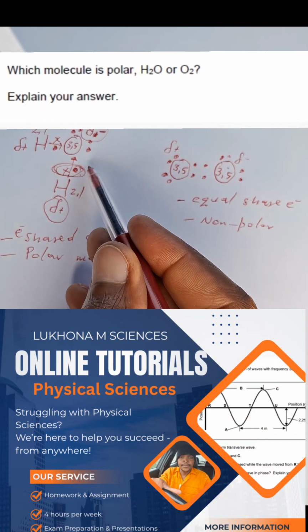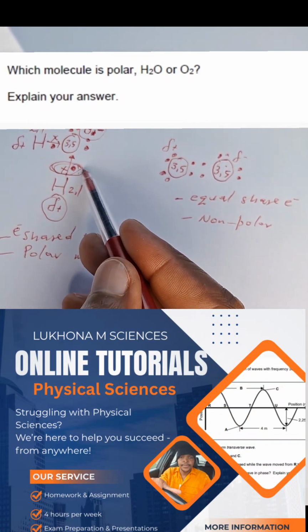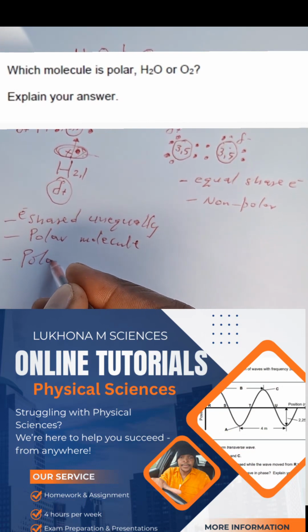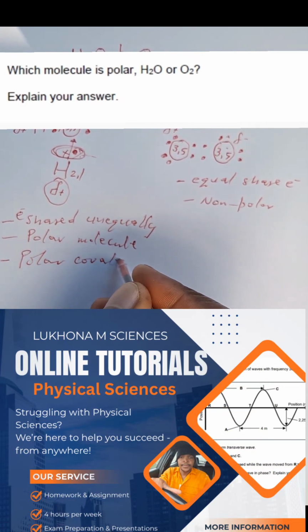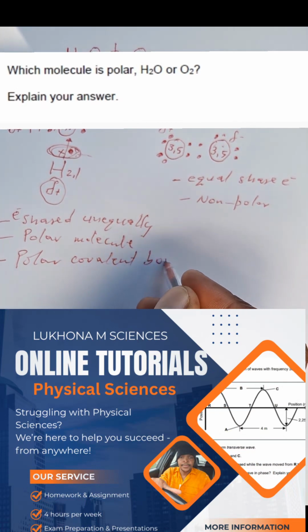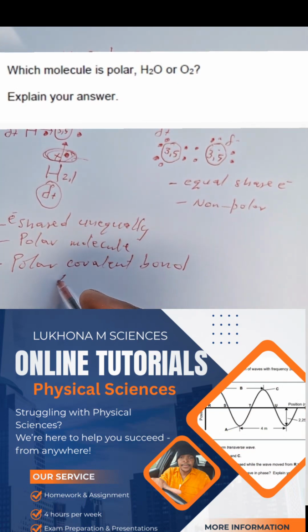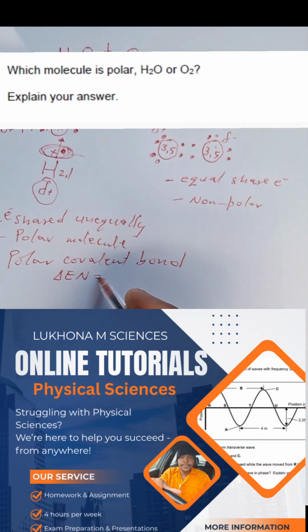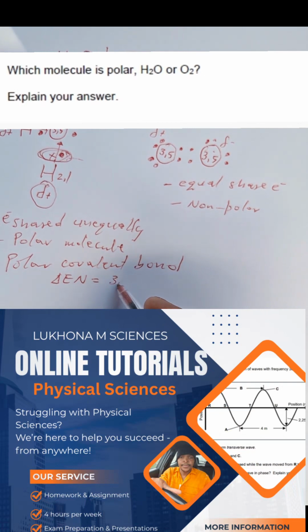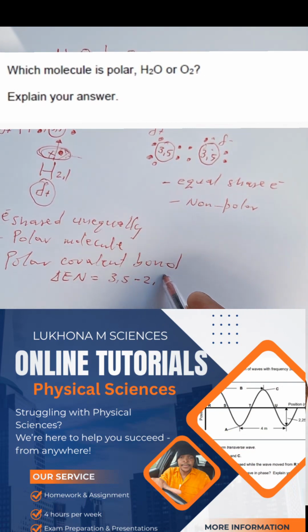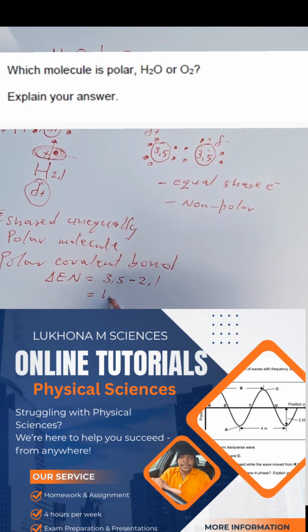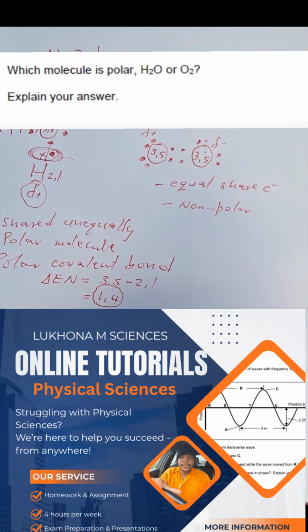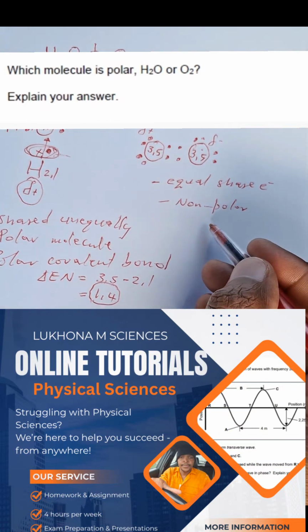So the bond is polar, sorry. This is a polar bond. It is a polar covalent bond. How? If we calculate the difference in electronegativity, we say 3,5 minus 2,1, which is 1,4 if I didn't make a mistake, which means it shows that there is no equal share of electrons.